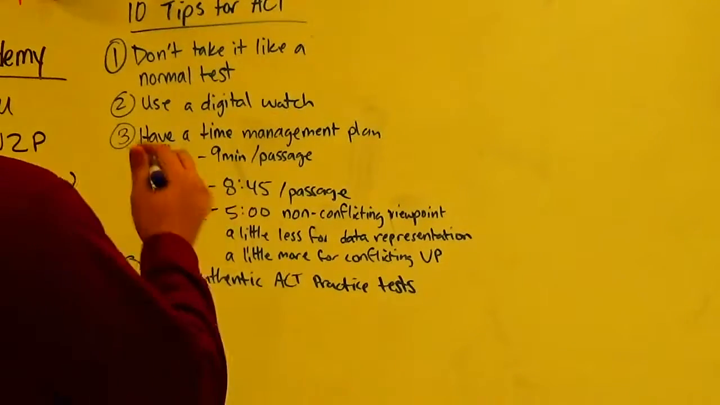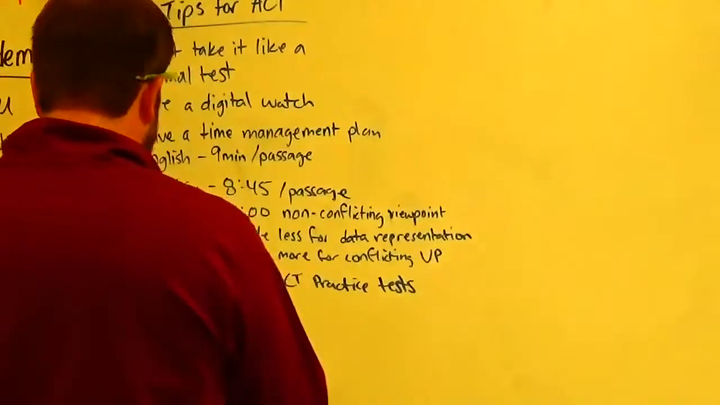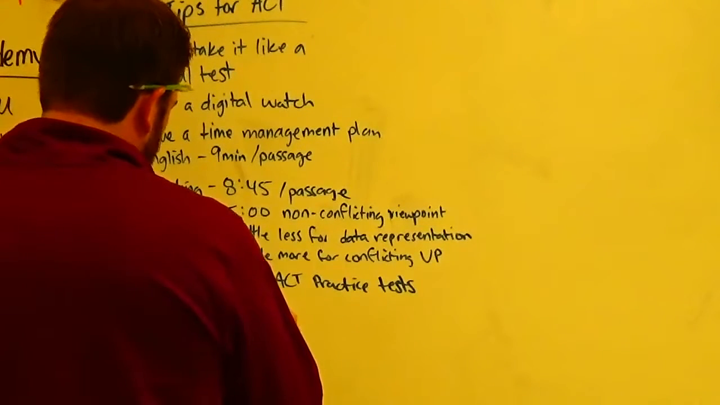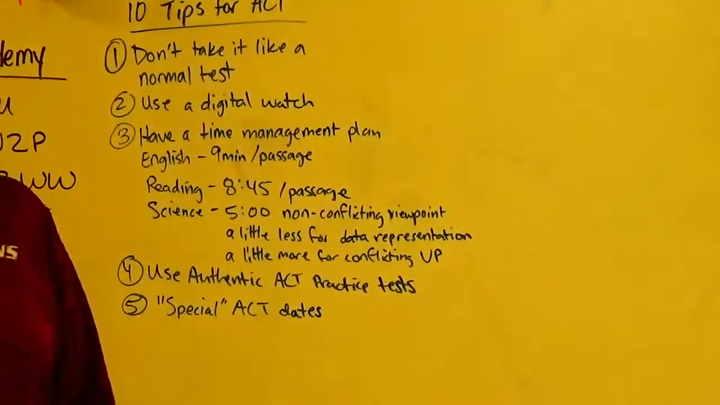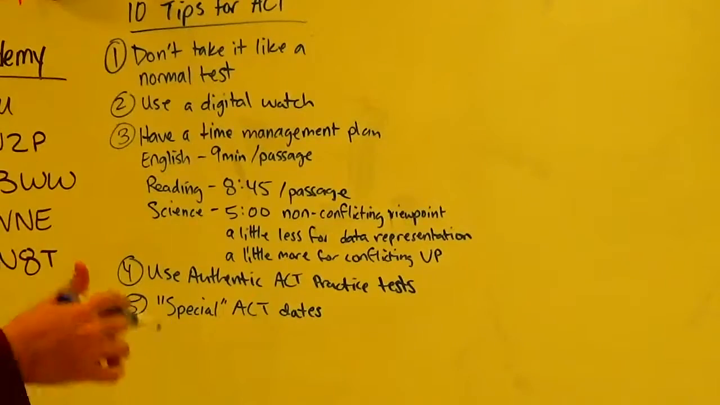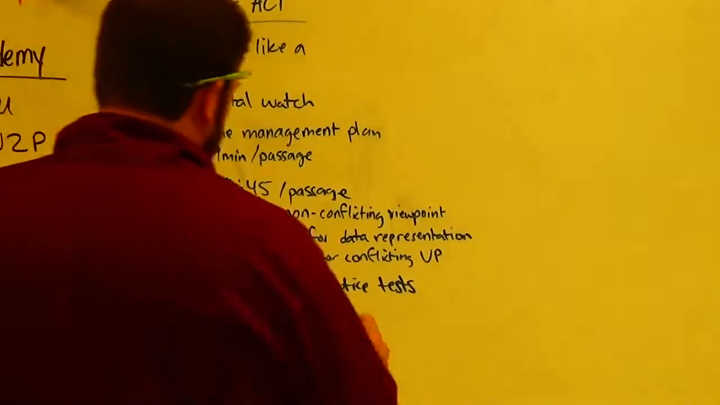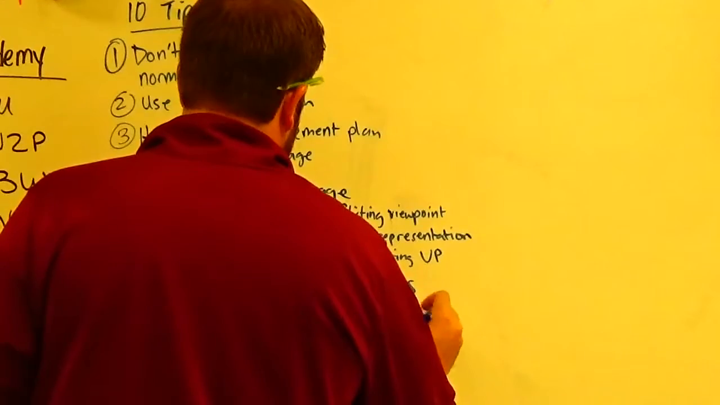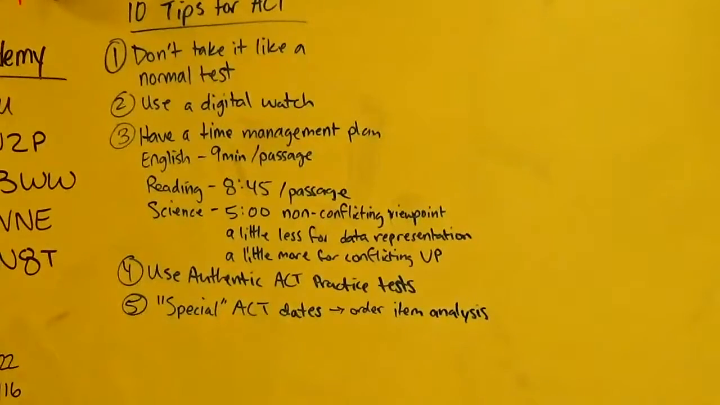Alright, here we go. The list that I got this from said to try to find the special ACT dates. I think a while ago when they first implemented it, there were only 3 test dates a year that you could order that item analysis, but now I think it's all of them, probably because they want to make more money. It's like $20 to buy. Even with my fee waiver, I still had to pay like $30 for my ACT.